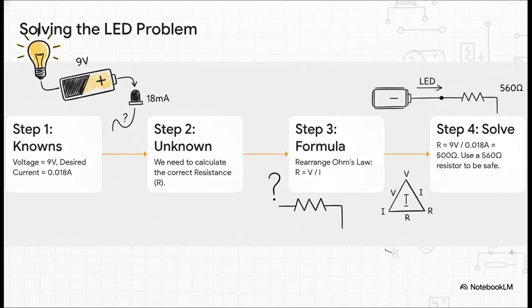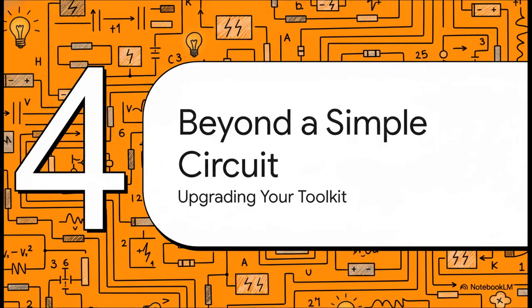We just shuffle Ohm's law around a little bit to R equals V divided by I, plug in our numbers, and boom, 500 ohms. That is the exact resistance we need to add to the circuit to keep our little LED safe and sound. Awesome. We've just solved our very first circuit problem.